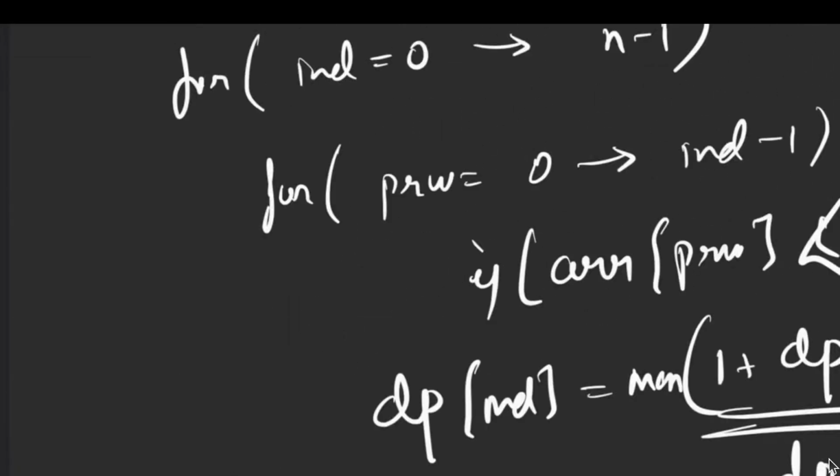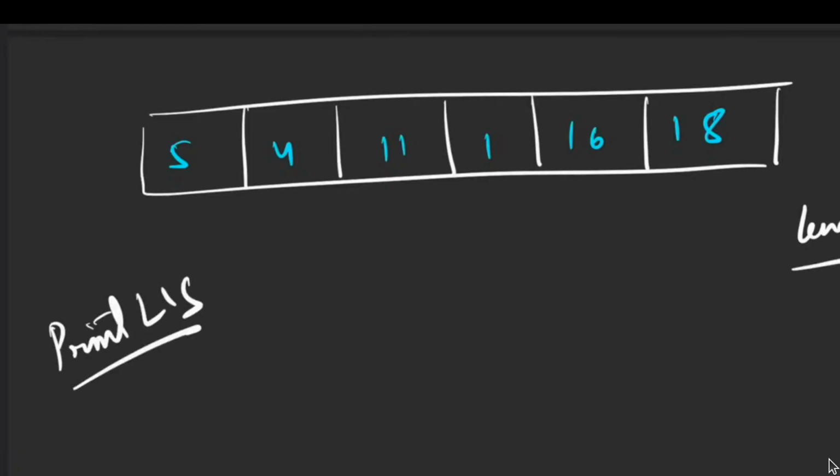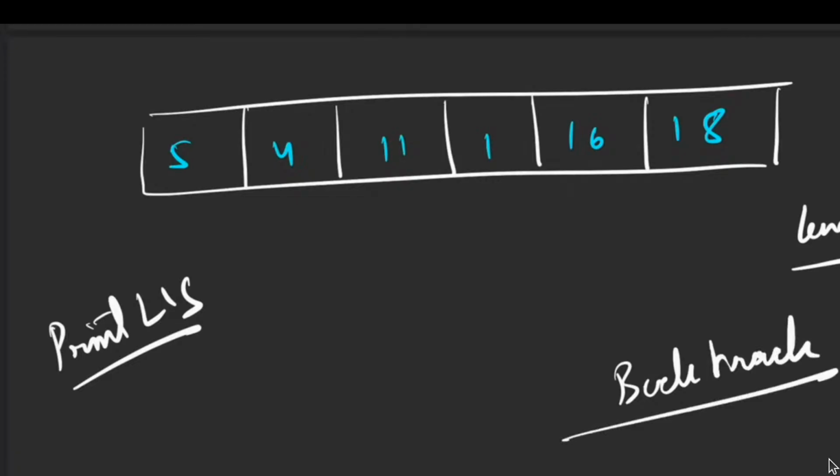So it's time that we now trace back the LIS. Okay. Now we'll be learning how to print the LIS. That's very important. So till now we have understood how to figure out the length of the LIS. But what if someone comes up and says, "Hey, can you print me the LIS?" We can. What if we apply some backtrack? Can we print it? We can.